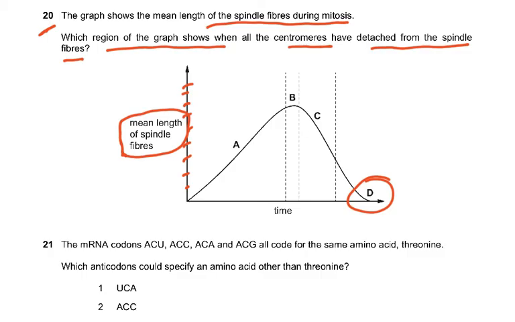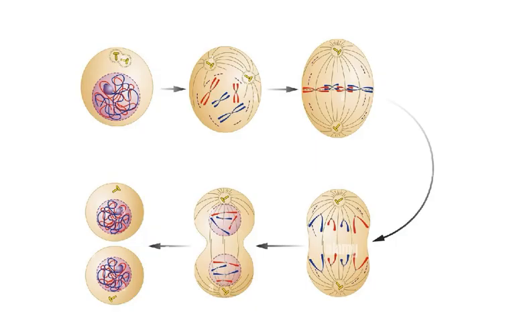But first of all, the length of the spindle fibers has increased, then it has decreased. And D is the answer to this, when the centromeres have detached from the spindle fibers. Now I'm going to show you a diagram and I'm going to explain this to you. This is a diagram of mitosis.